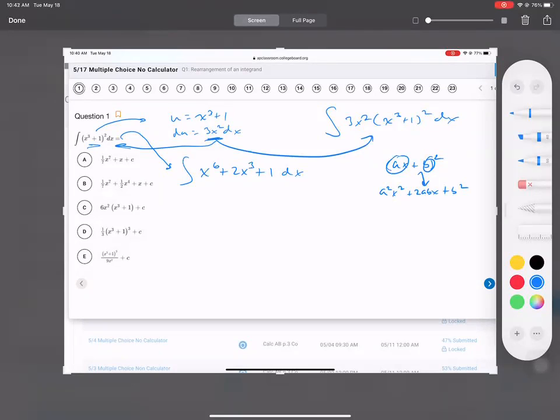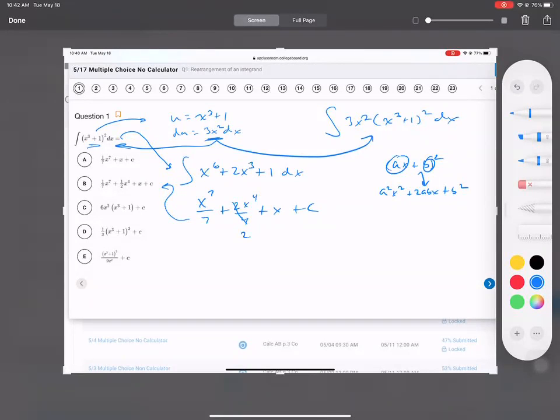Now I can take the integral of this, which is going to be pretty easy. x to the 7 over 7 plus 2x to the 4 over 4 plus x plus c. And that becomes a 2. Our answer here looks like it's going to be B. Oh, sorry, I meant B, not C. I just called out the wrong letter.